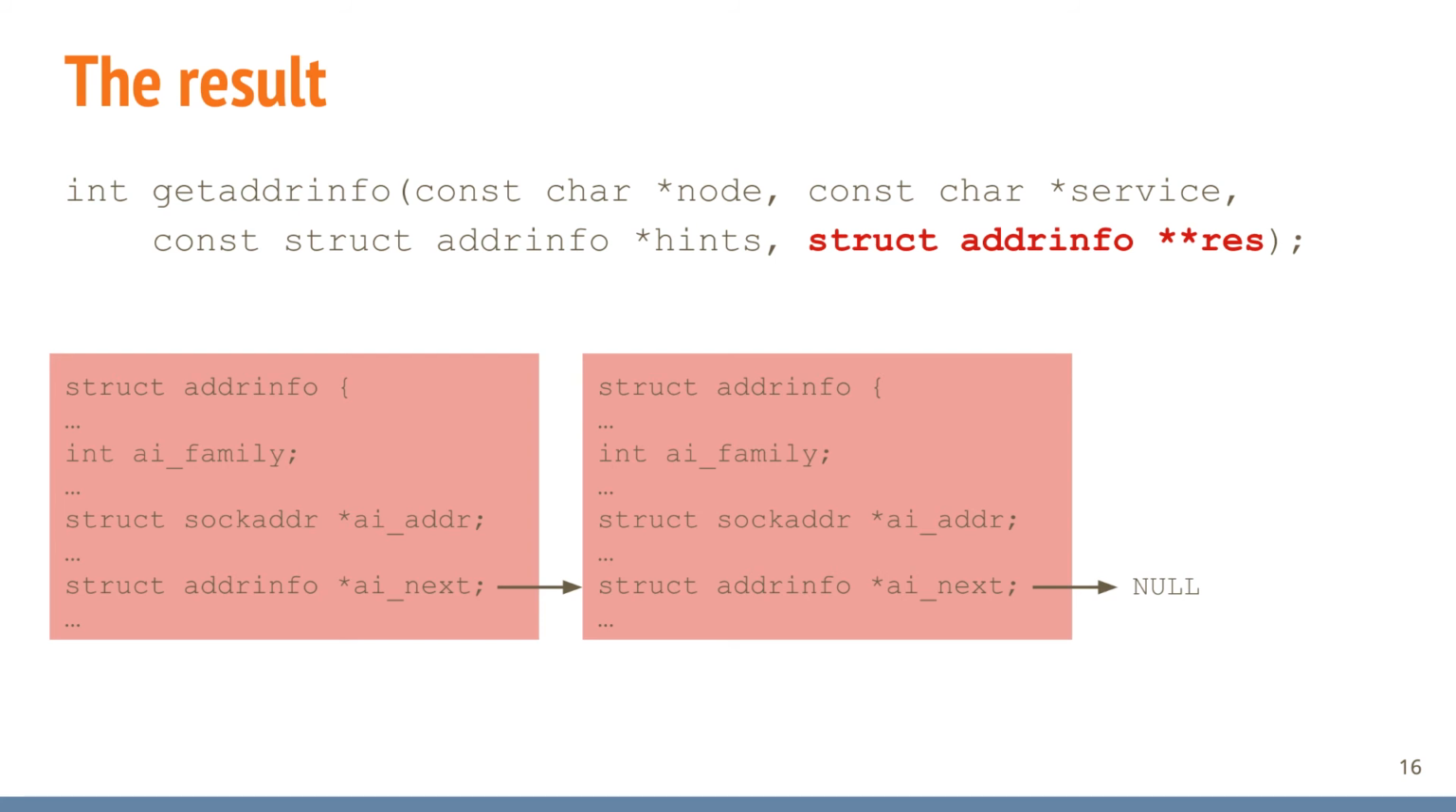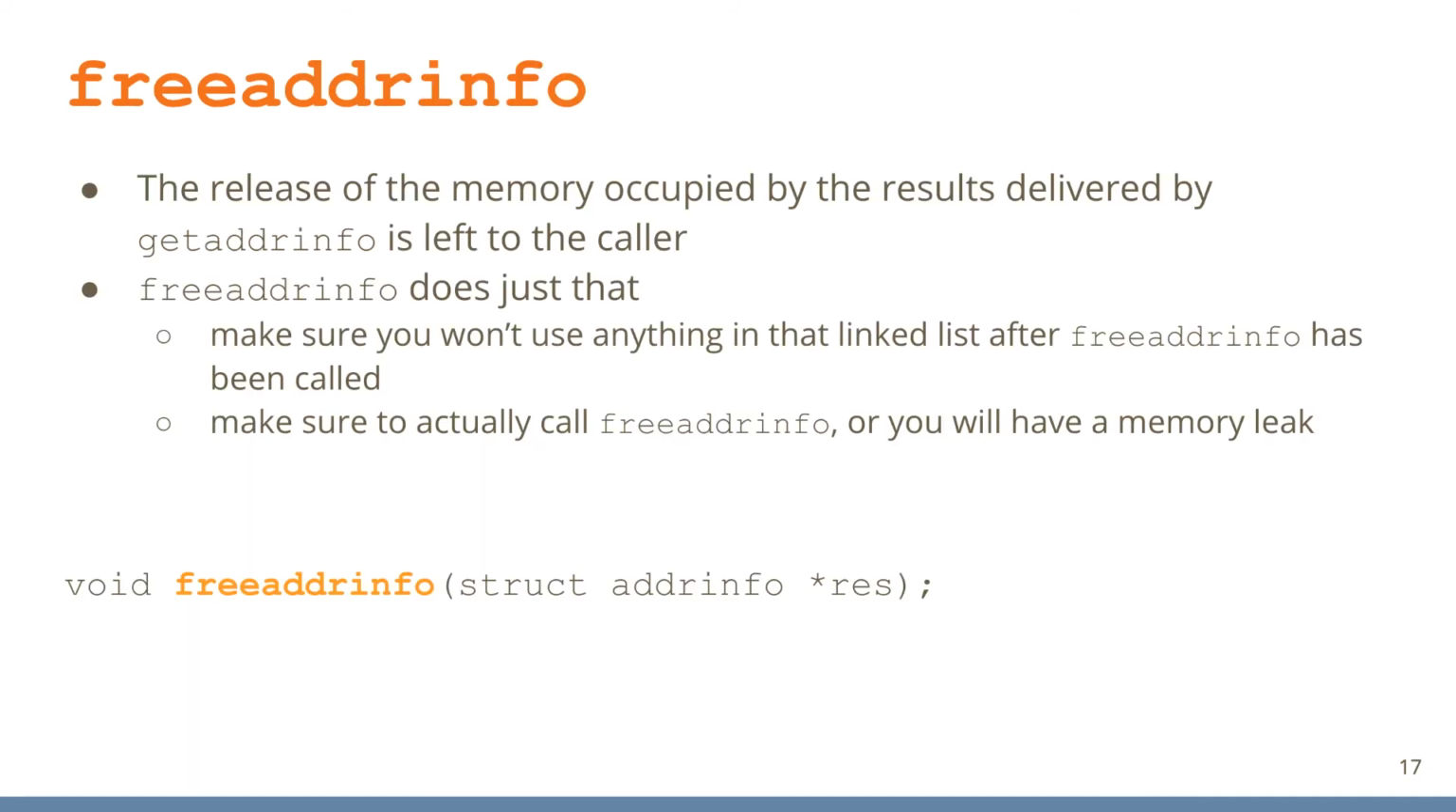But there's one more thing you'll need to know before you can safely apply all this. And that is freeaddrinfo. As mentioned earlier, getaddrinfo will do all the memory allocations to store the information we just went through. That does not mean the allocated memory is also magically freed again. That is the caller's job. Once you do not need those structures anymore, you will need to call freeaddrinfo to release the occupied memory.